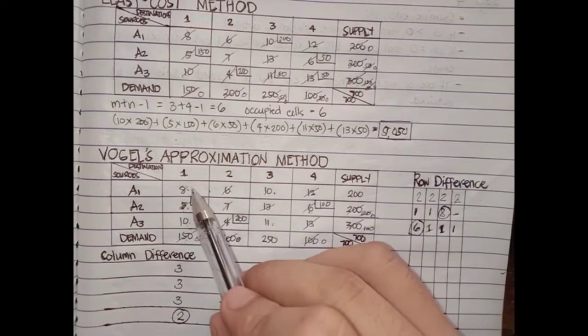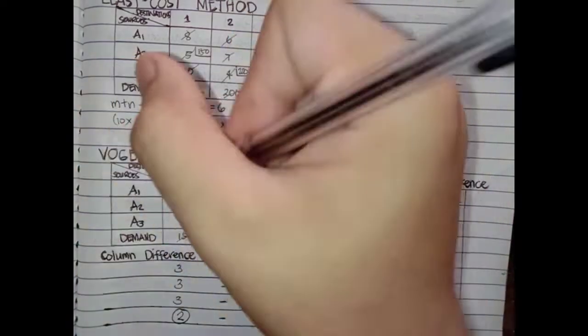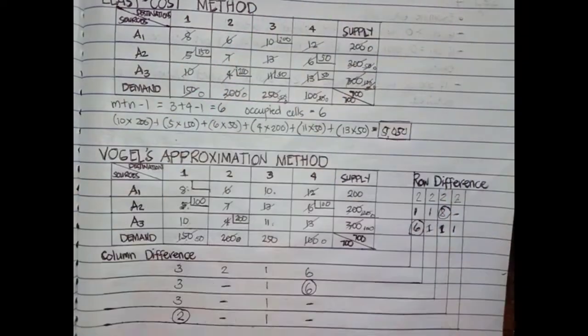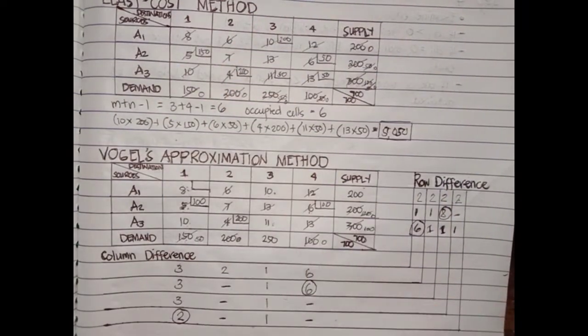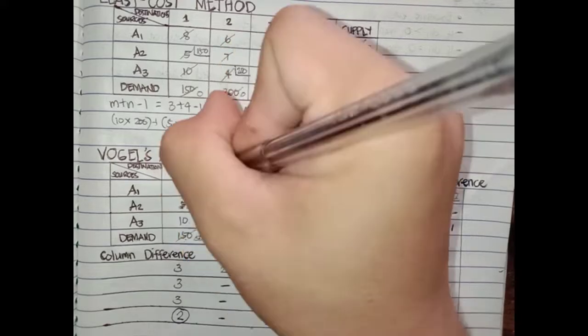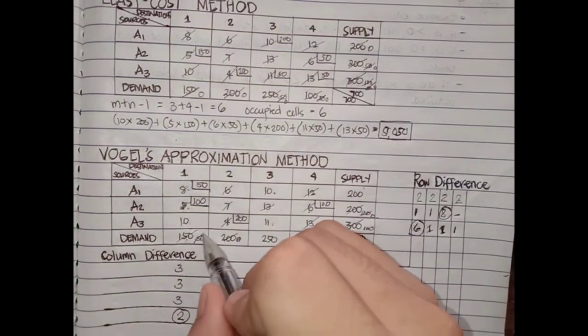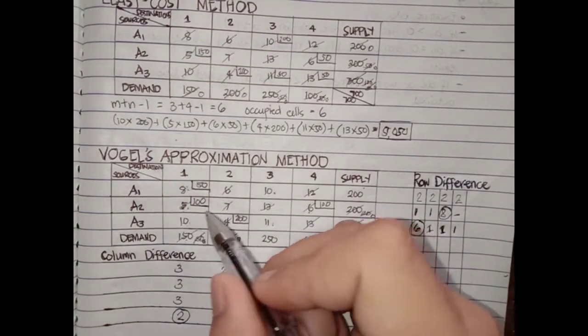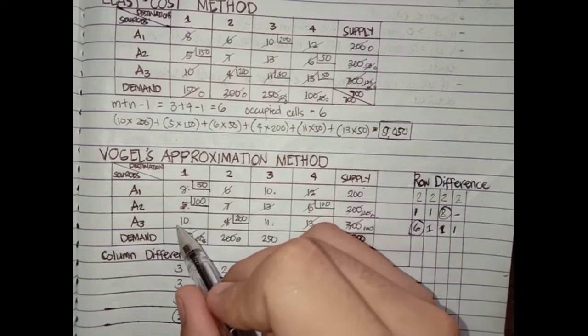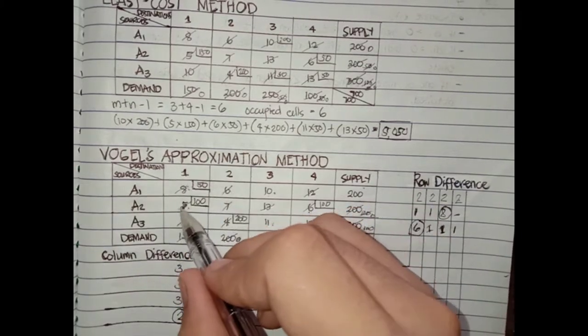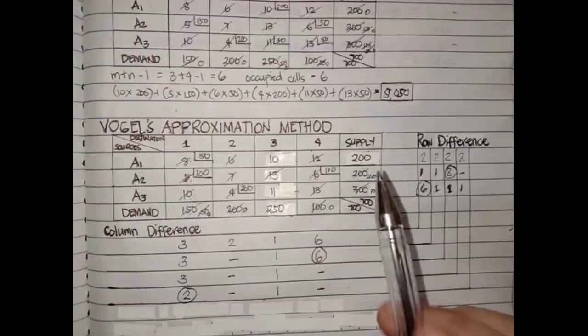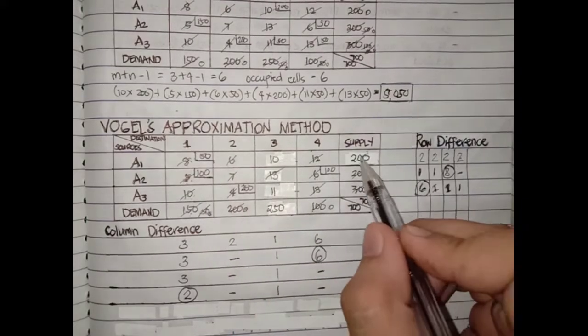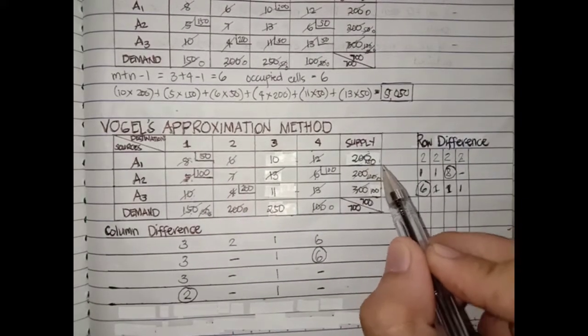So it's still, we will allocate here in 8. You have here 50 and 200, so we'll allocate 50 since it is the smallest value. So 50 minus 50 is equal to 0. Since it's already 0, we will no longer allocate in this column. 200 minus 50 is equal to 150.